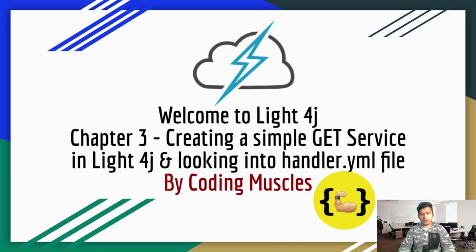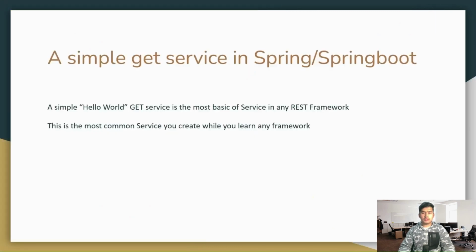This is chapter 3 where we will be creating a simple get service and we'll be looking at some configuration files such as values.yml and handler.yml. So this is going to be a short tutorial, but we have to do some code, so let's get into it. A get service is the first thing we create when we are learning any new REST framework.